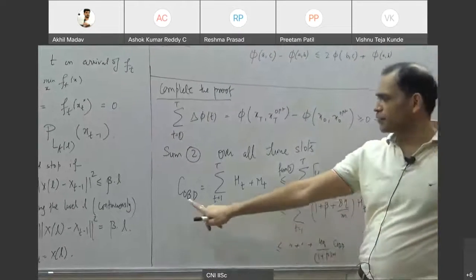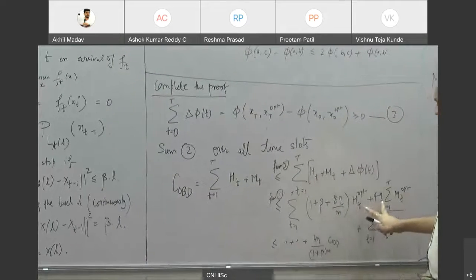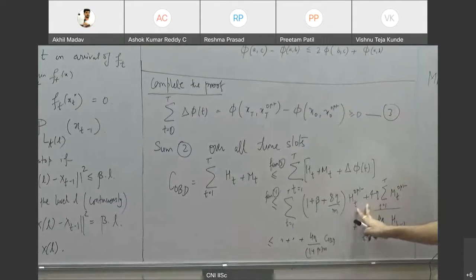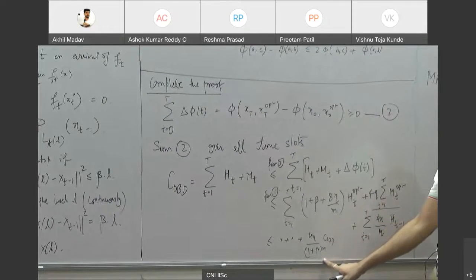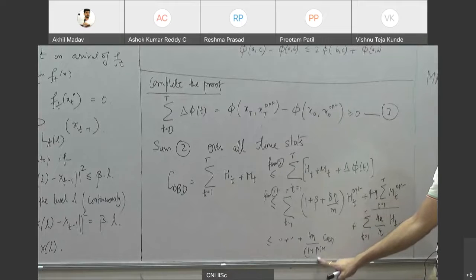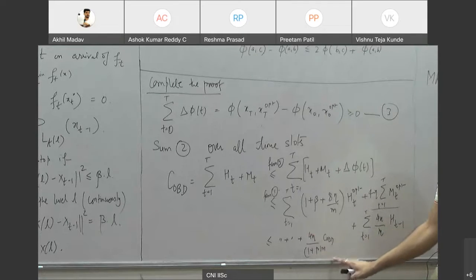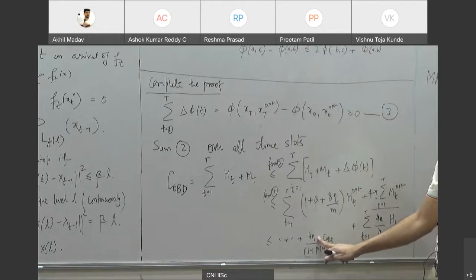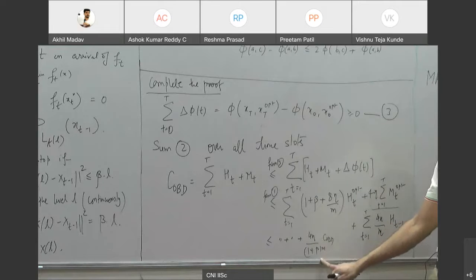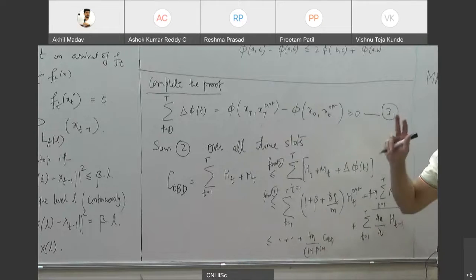So I've been able to write the cost of OBD is less than or equal to the cost of OPT plus some number which is smaller than 1. Beta I'm allowed to choose, so I can choose beta such that this whole thing is smaller than 1. Otherwise, this is useless. Now knowing the value of eta, I can choose a beta.